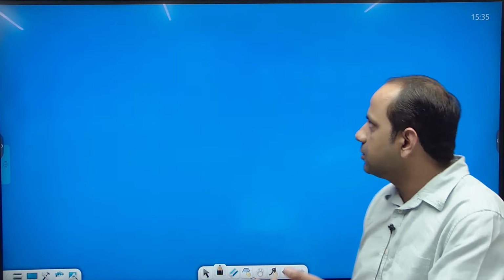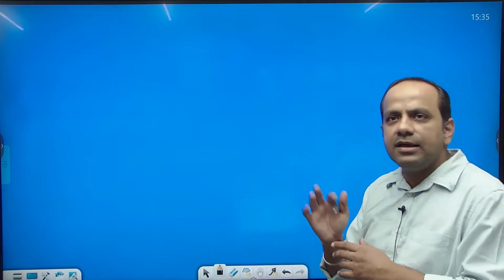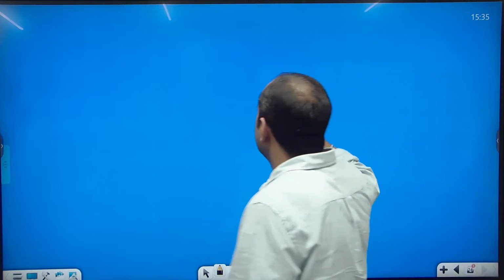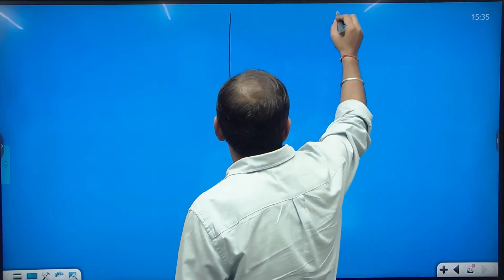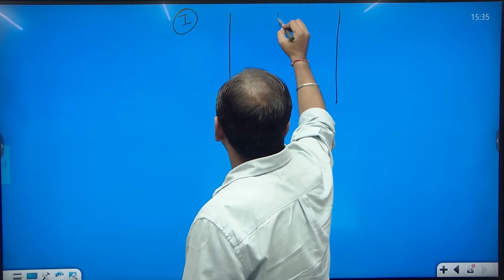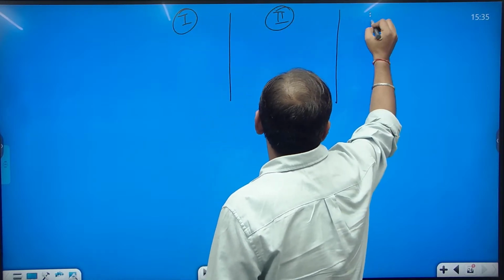Okay, मैं अभी सारा रिवाइज करा रहा हूँ. If anybody has any doubt in any of the concept, just take a look at the revision once again. We have 3 categories: category 1, category 2 and category 3.